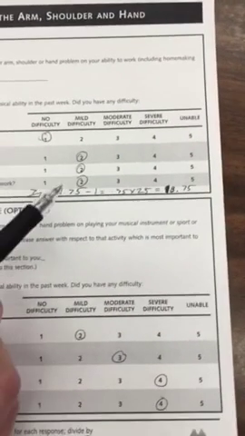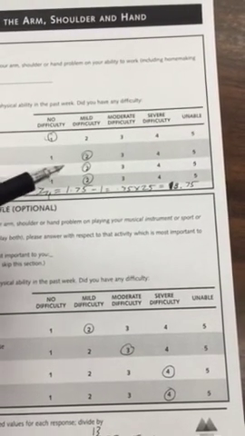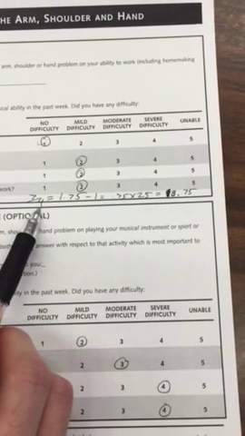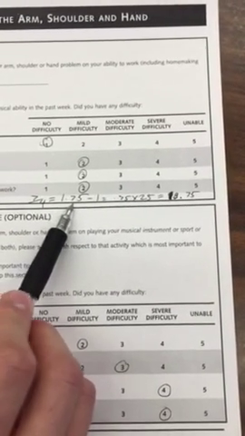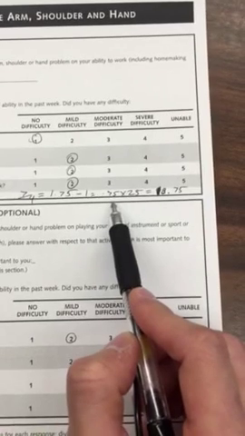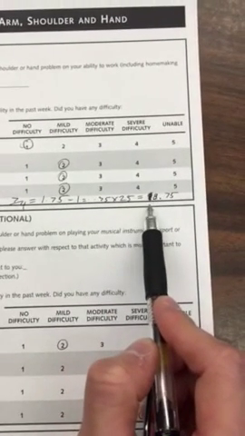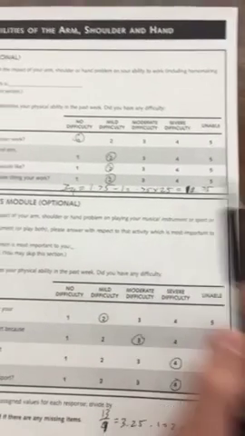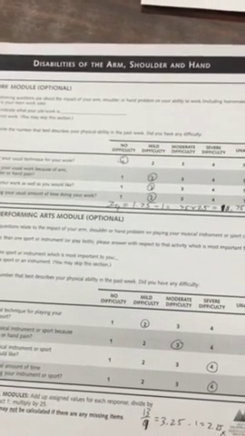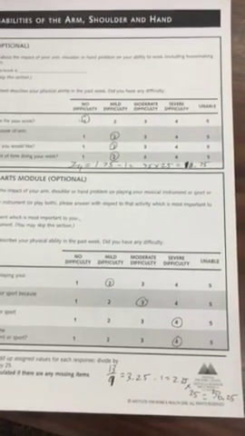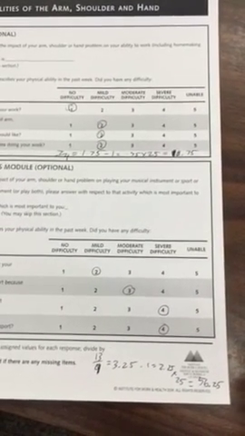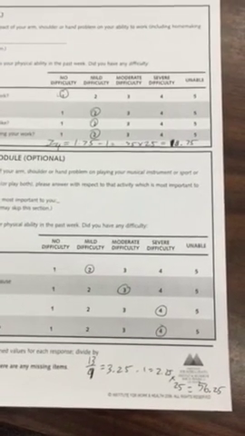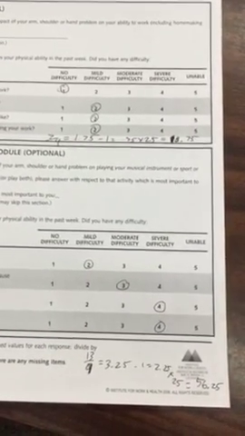So she answered 1, 2, 2, 2, so that adds up to 7, divided by 4 because that's the number of questions. You take that value, subtract 1, and then multiply that by 25. So Mary scored 18.75 on the work module. Again, that's a pretty low score. We don't have access to norms or the manual, but we think that she's not having too much trouble performing activities at work.